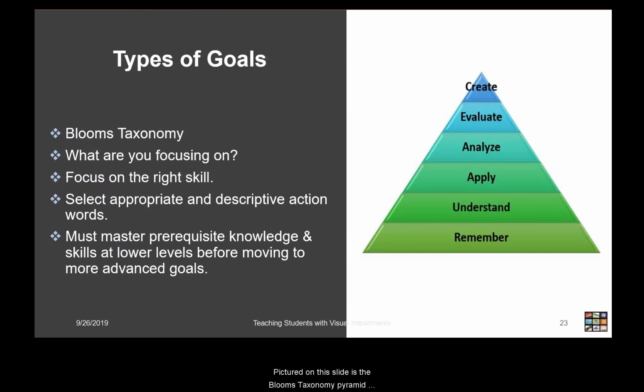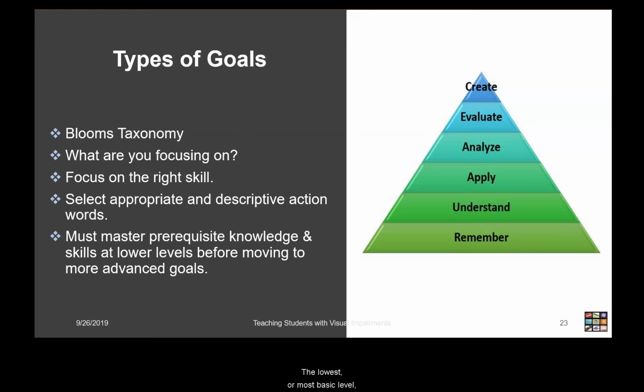Pictured on this slide is the Bloom's taxonomy pyramid, as I'm going to suggest you use Bloom's taxonomy to scaffold your goals. Bloom's taxonomy, if you're not familiar, is a classification of learning objectives within education which originated by Benjamin Bloom in the 1950s, and it describes several categories of cognitive learning. Bloom's taxonomy divides educational objectives into domains. Within the domains, learning at the higher levels is dependent on having attained prerequisite knowledge and skills at lower levels.